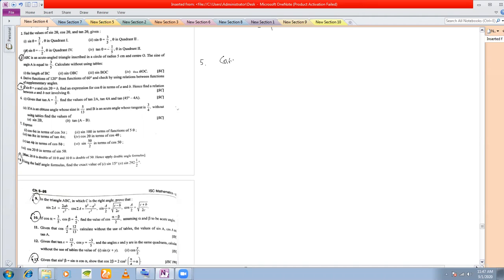Given sine theta is equal to A and sine 2 theta is equal to B. Find an expression for cos theta in terms of A and B. Hence find a relation between A and B not involving theta. That means sine theta is given to you as A, sine 2 theta is given to you as B. We want to find out cos theta in terms of A and B.